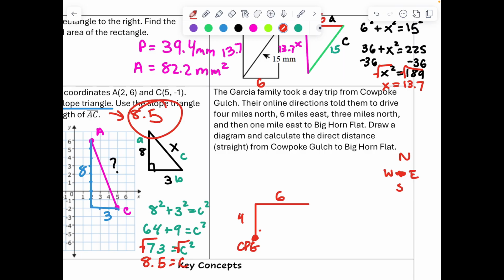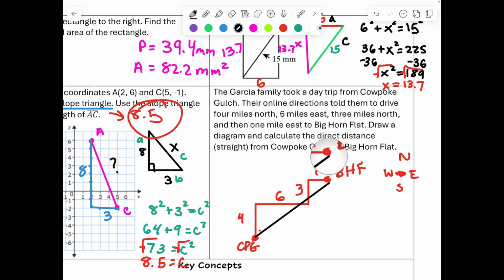There we go. And then 3 miles north. So we're going to go up 3 and then 1 mile east. Okay. And they want to know how they could just drive straight there, and then that's where they get to Bighorn Flat, right? So they just want a straight path, and they want to know how long that would be.